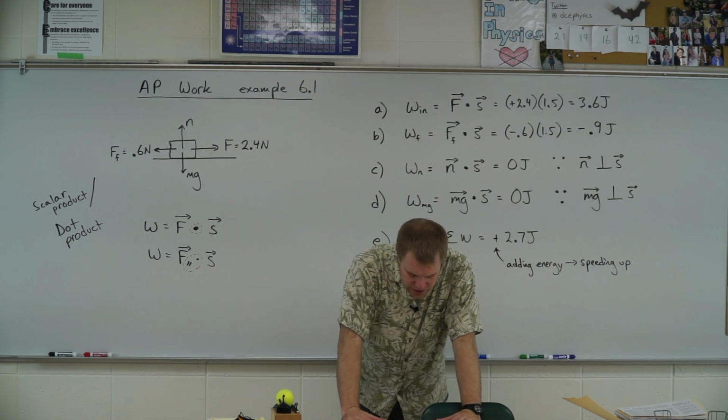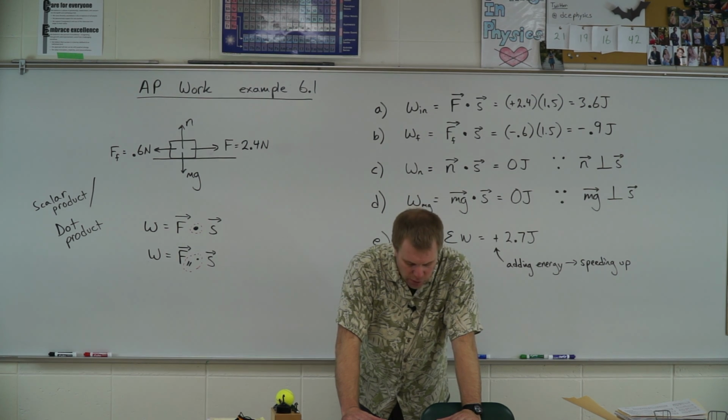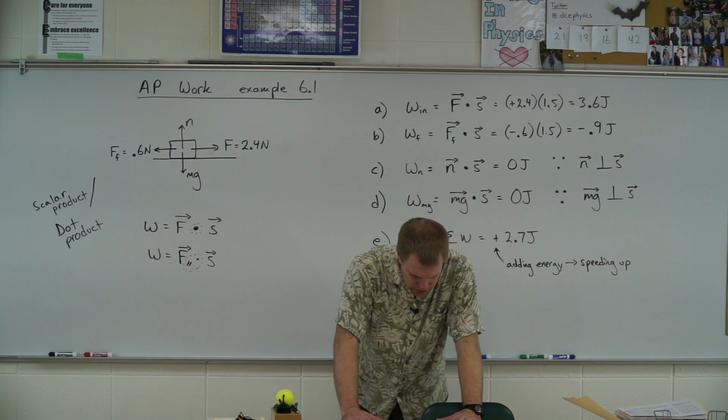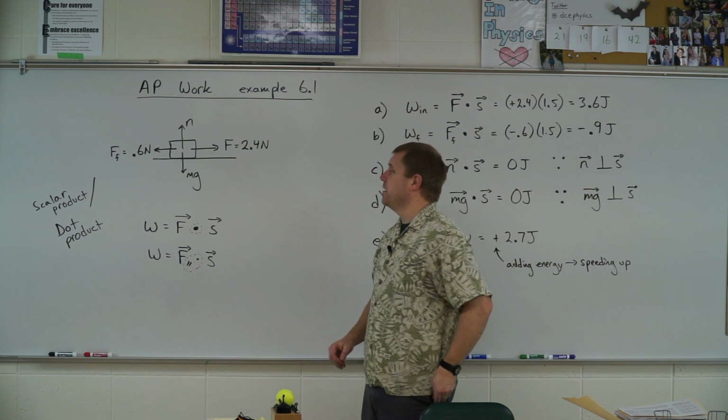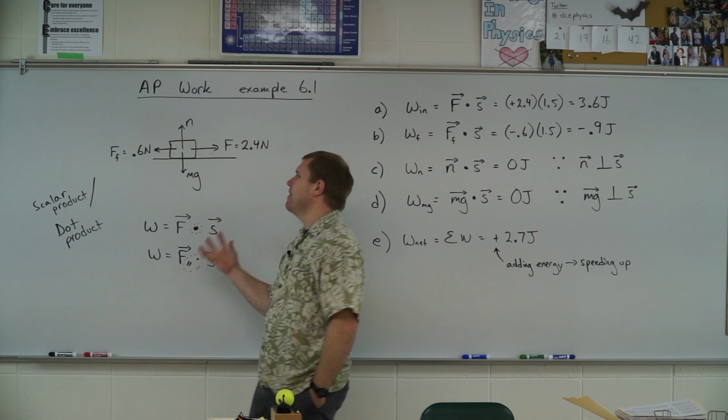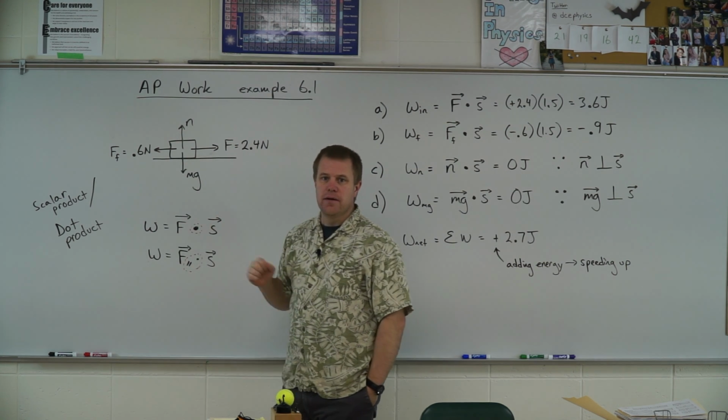You push your physics book 1.5 meters along a horizontal tabletop with a horizontal push of 2.4 newtons, while the opposing force of friction is 0.6 newtons. How much work is done by each of the following forces on the book? Your 2.4 Newton push, the frictional force, the normal force, gravity, and what is the net work done. So we are trying to find the work done by each one of these forces and then the total work.